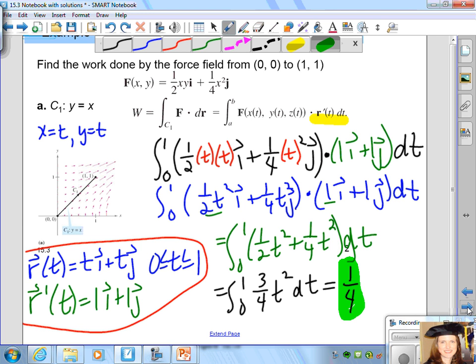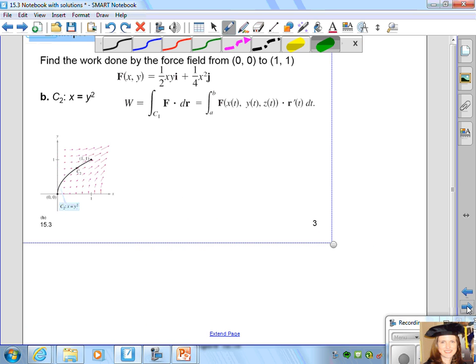Okay, for the next example, we're going to switch the path. Same vector field, same start, same end point, but the path is going to be different. In this case, we're moving along the path x equals y squared. We need to come up with a parametrization for this path.